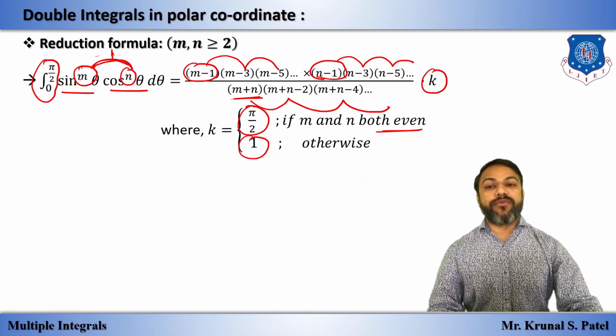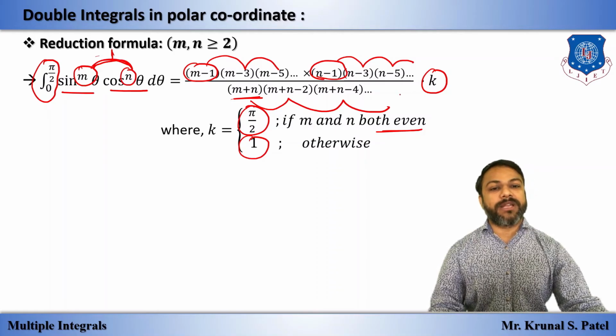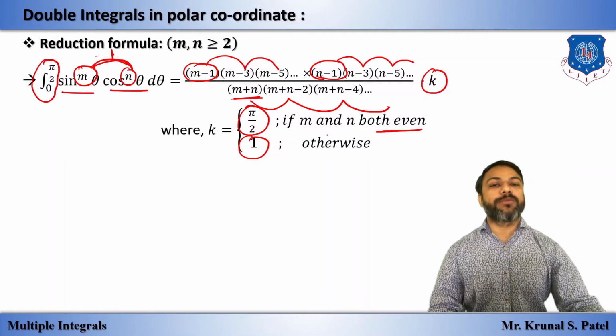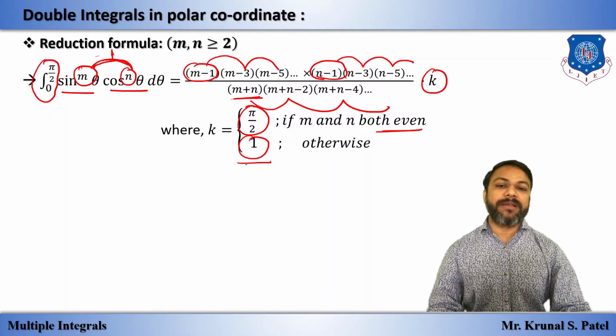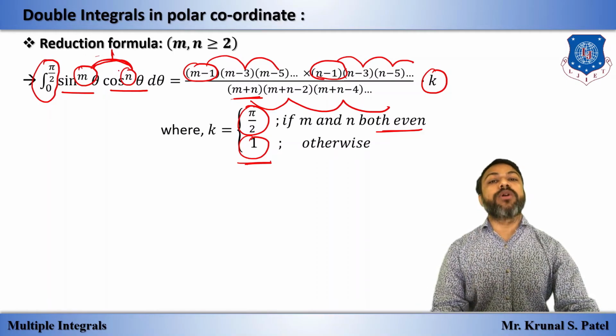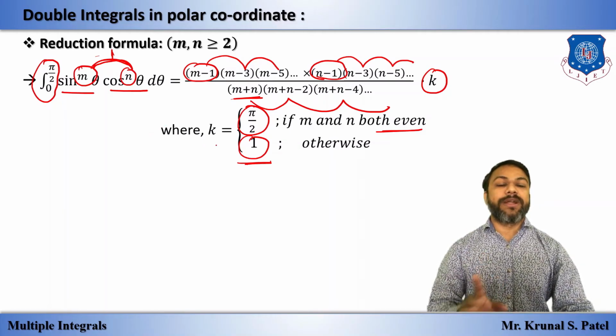That means if m is odd and n is even, we have to multiply 1. If m is even and n is odd, we have to multiply 1. If m and n both are odd, then multiply with 1. Only in one case, when m and n both are even, multiply with pi by 2. Otherwise, multiply with 1.